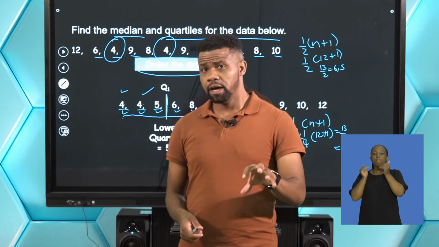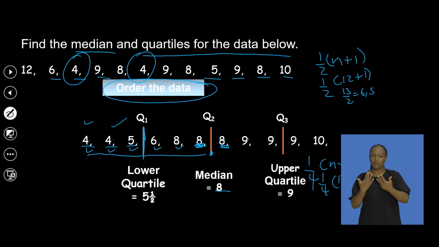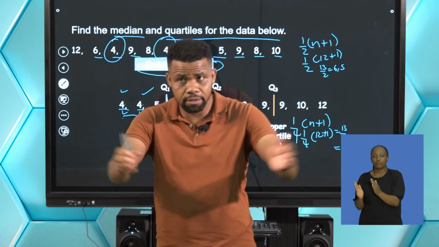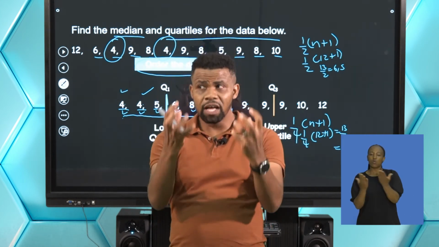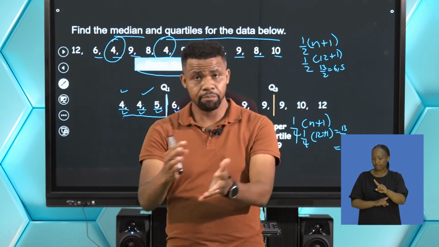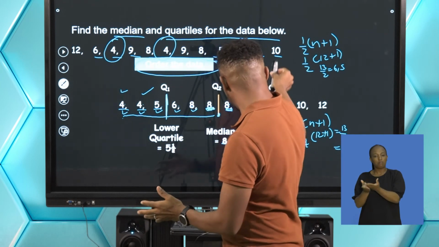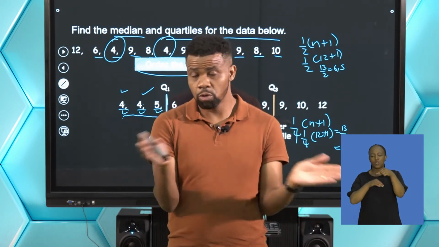Now let's look at the upper quartile. The upper quartile, which is Q3, by looking, we get 9. You can do it if you have a small set of data by just arranging it. But if I want the position, you can use 3 over 4 of n plus 1, and it will find the position of that. So we have our quartiles.